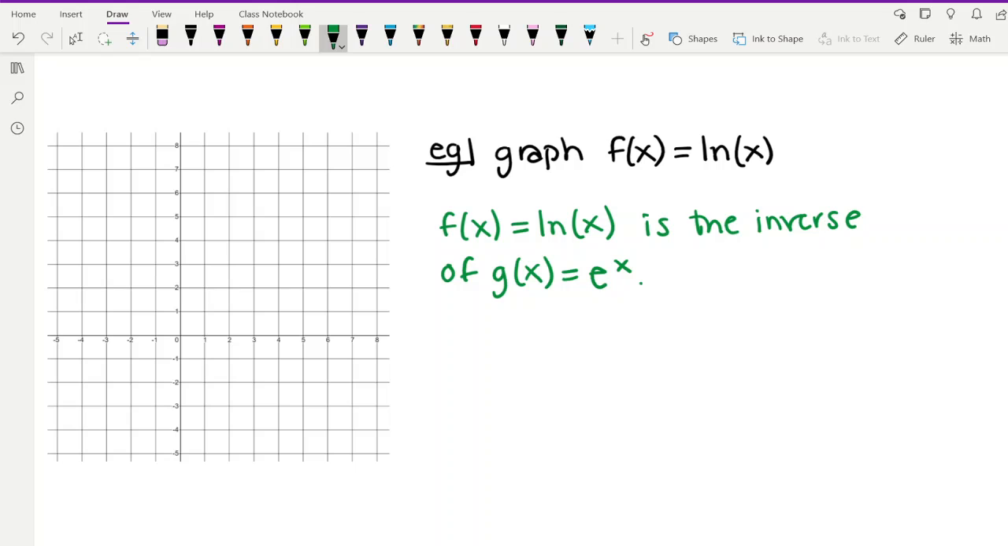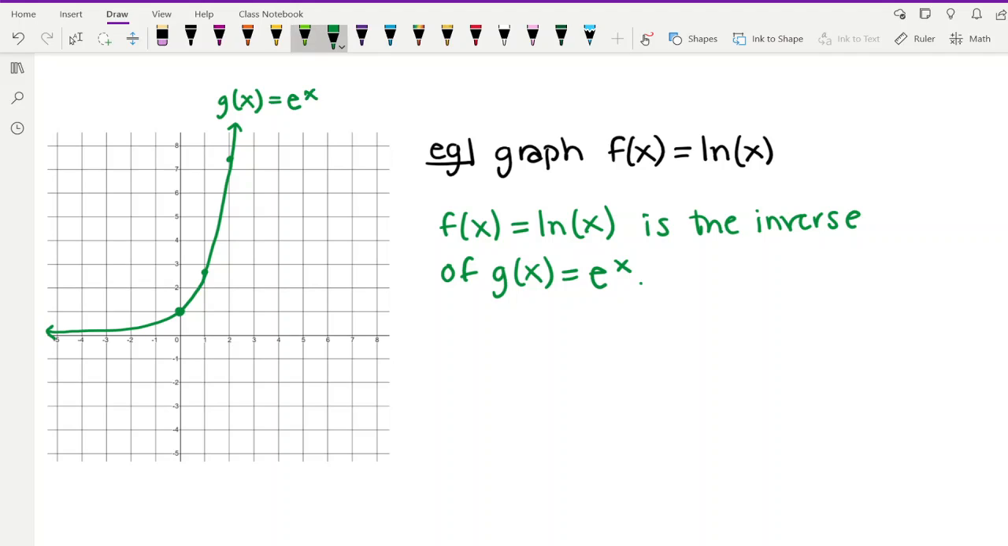So e to the x, we know, has a y-intercept of (0, 1). And then it goes through the point (1, e), so that's 1 and then approximately 2.72. And then, it might be handy to know that e squared is about 7.4, so that would put a third point somewhere like that. And then we know that it has a horizontal asymptote at y is equal to 0, and then it keeps going up like this on the right. So this is the graph of g of x is equal to e to the x.